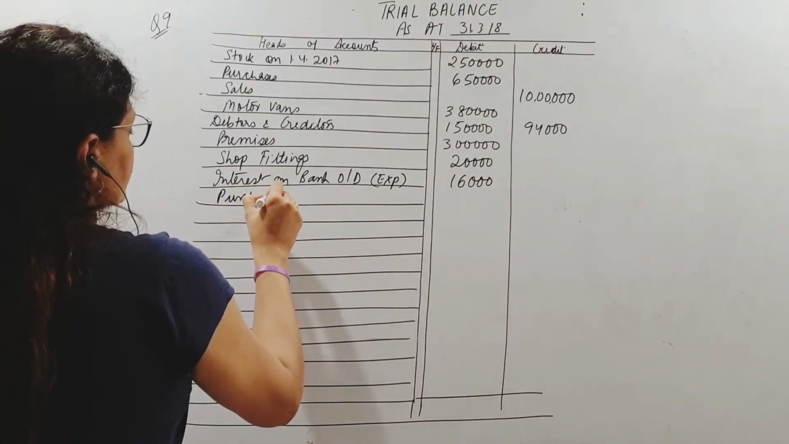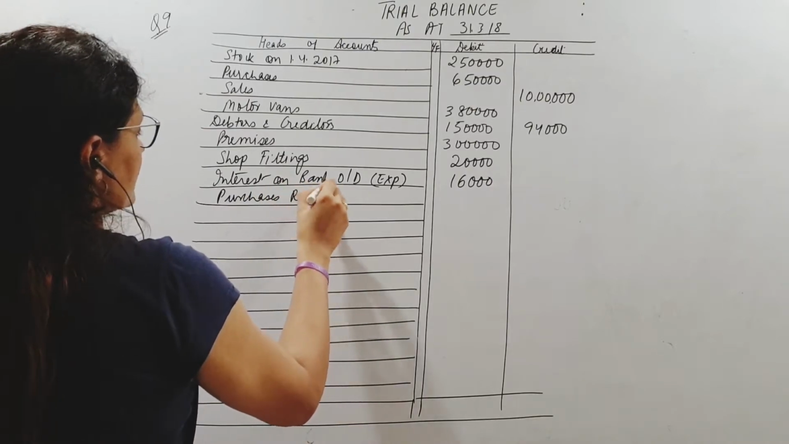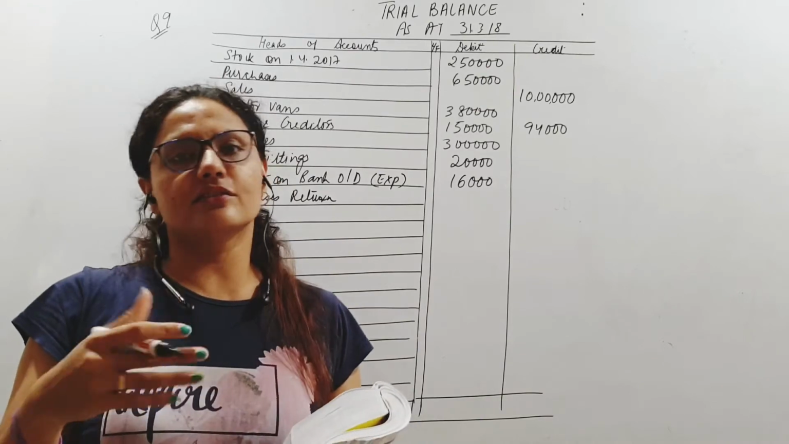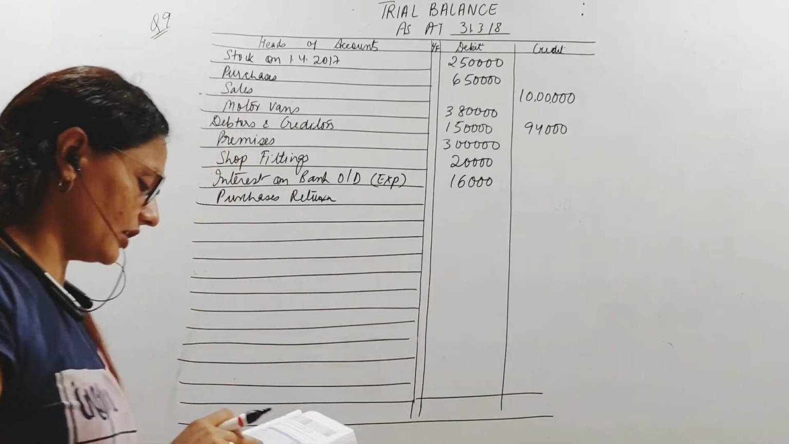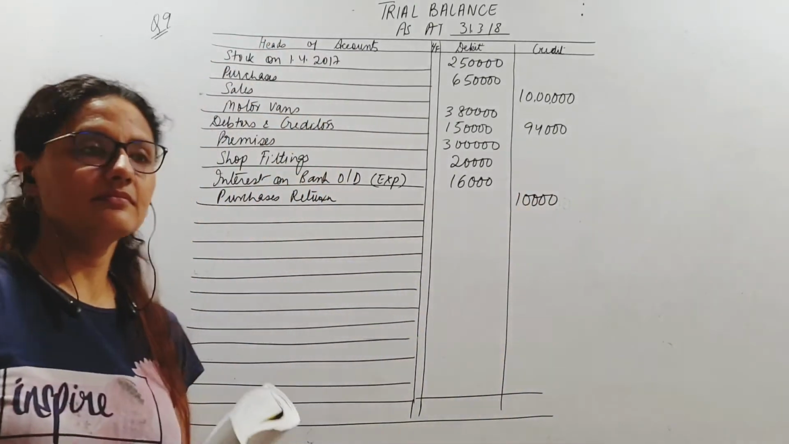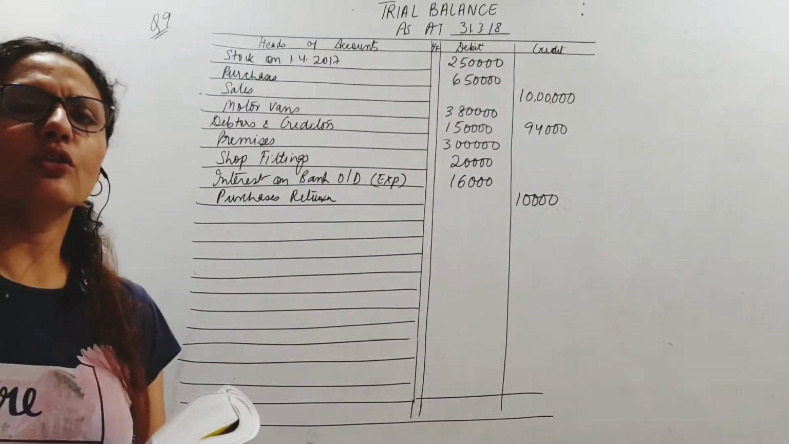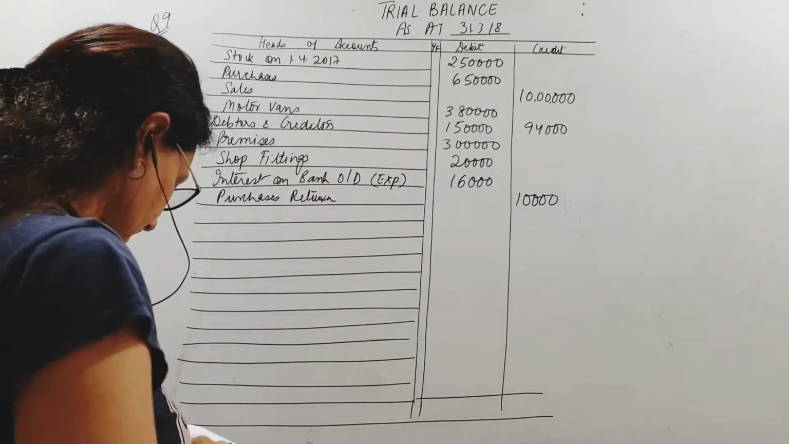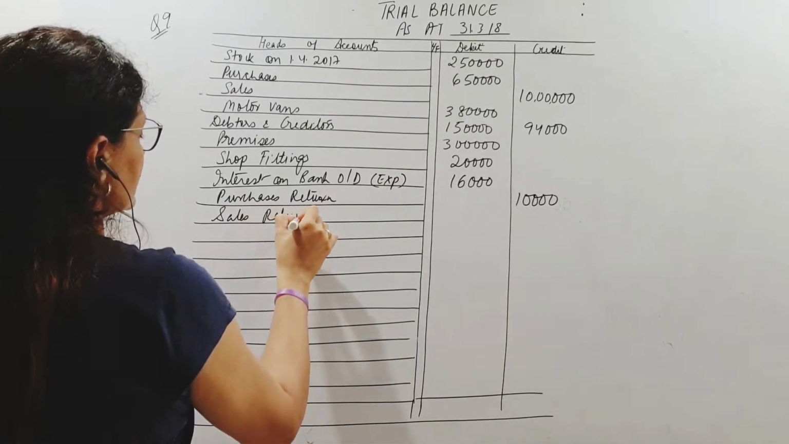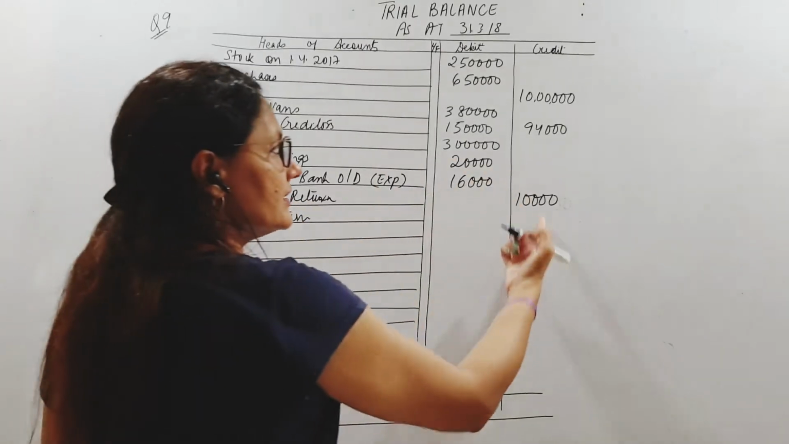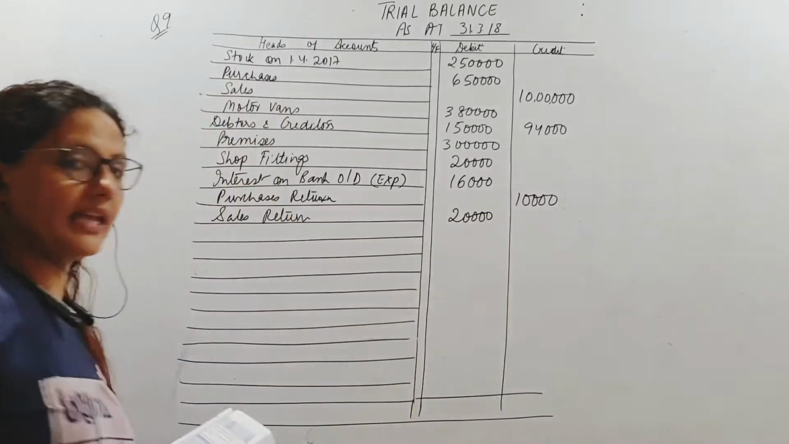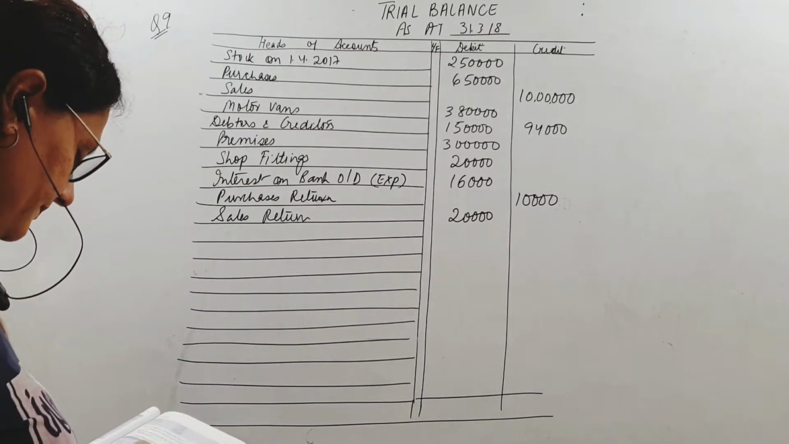Purchase return. You all understand that purchases has a debit balance. Purchase return is the opposite of that, so it has to be in the credit column. They have taken it in the debit column. Wrong. That's how you need to know where it has to go. Sales return, 20,000. Sales return is the opposite of sales. Sales is always an income, a credit, and sales return is a debit. So, debit sales return, 20,000.